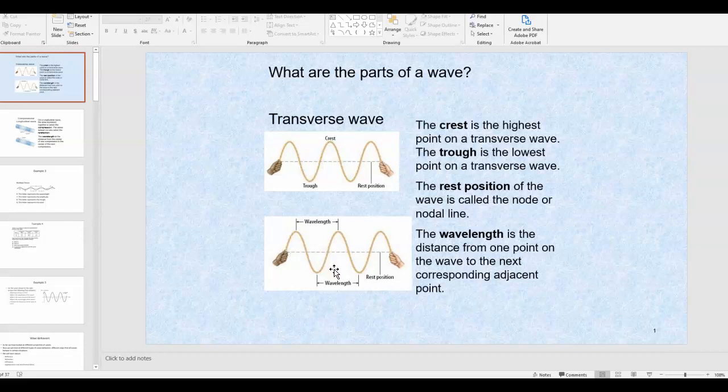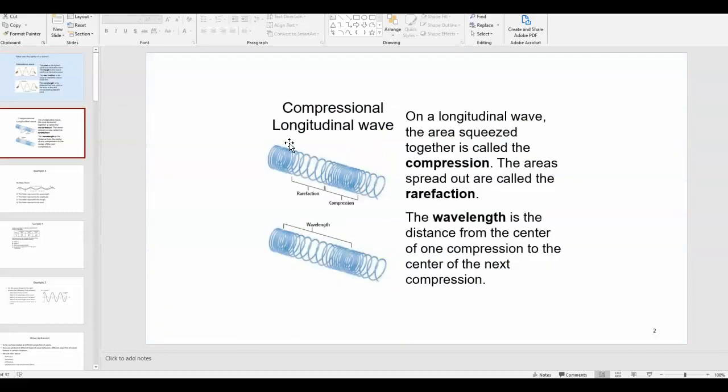point repeats itself. Now, what we didn't talk about in the last video was what about longitudinal waves? The reason we didn't do that is because longitudinal waves are way less common than transverse waves. Basically, the only common longitudinal wave is a sound wave. But you can also produce a longitudinal wave on a slinky or a spring like you see here in the picture. And so longitudinal waves don't have crests or troughs. They have something a little bit different.